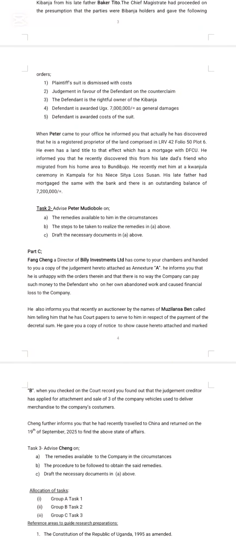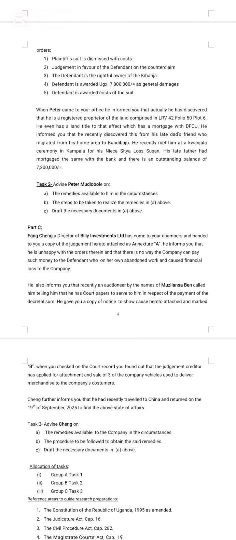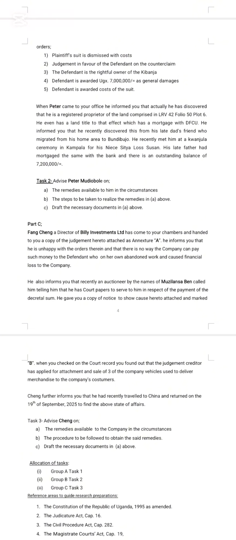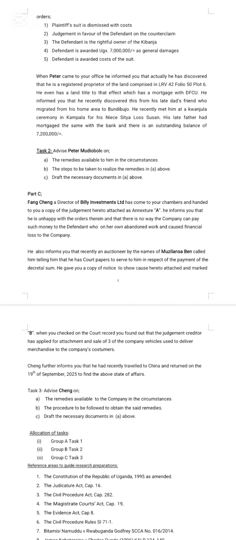When Peter came to your chambers, he informed you that he has discovered that he is the registered proprietor of the land comprised in LRV. He even has a land title to that effect, which has a mortgage with the FCU. He informed you that he recently discovered this from his late dad's friend who migrated from his home area to Bundibugyo. He recently met him at a Kwanjula ceremony in Kampala for his niece, Sitalo Susan. His late father had mortgaged the same with the bank, and there is an outstanding balance of 7.2 million. Advise Peter Mudihobore on the remedies available to him.